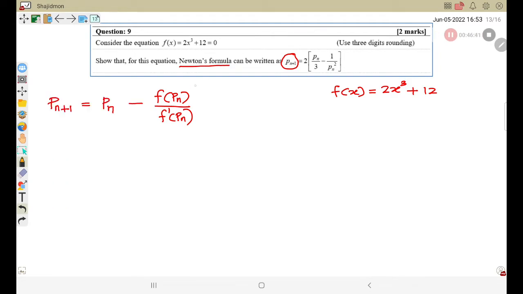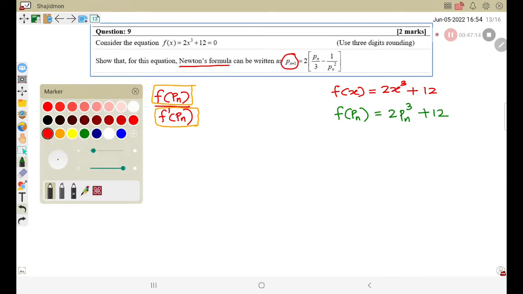Now we need to check what f of Pn is and what f dash of Pn is, separately. First, f of Pn, the f value at Pn. That means in f of x, replace x by Pn. Wherever x is coming, write it as Pn. So 2 times Pn power 3, plus 12. This is f of Pn.